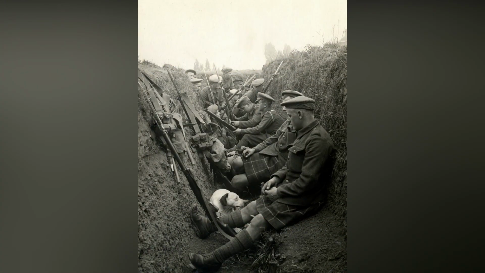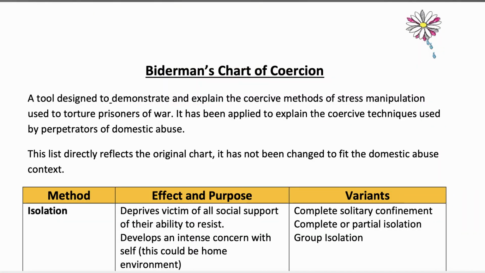And in the Biderman's Chart of Coercion, the last one is enforcement of rules. I'll put the link to the Biderman's Chart of Coercion, which is from Amnesty International 1994. And it states at the top, it's a tool designed to demonstrate and explain the coercive methods of stress manipulation used to torture prisoners of war. It has been applied to explain the coercive techniques used by perpetrators of domestic abuse.